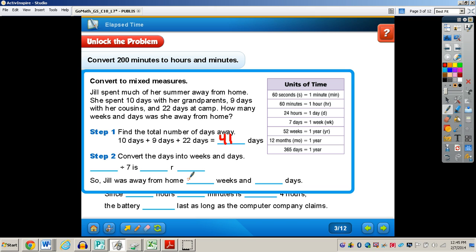Now, since we're trying to figure out how many weeks and days she was away from home, we're going to convert the days into weeks and days. We're going to take 41, the total number of days, and divide it by 7 because there's 7 days in 1 week. 41 divided by 7 is 5 with a remainder of 6. So Jill was away from home 5 weeks and 6 days. We just divided because we were going from a smaller unit of measurement, days, to a larger one, weeks.